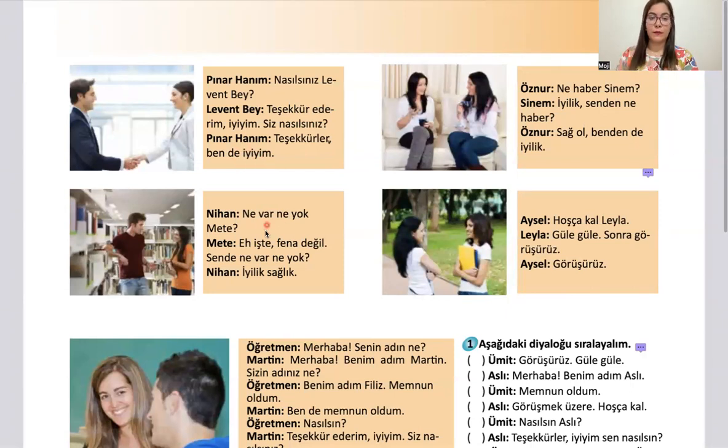Next conversation is between Nihan and Mete. Nihan is the girl's name. Mete is the boy's name. I'll read it first. Nihan: Ne var ne yok Mete? Mete: İşte. Fena değil. Sen de ne var ne yok? Nihan: İyilik, sağlık.